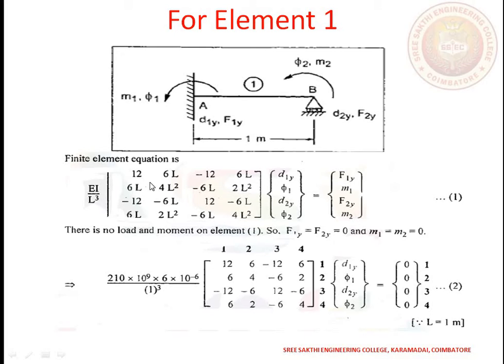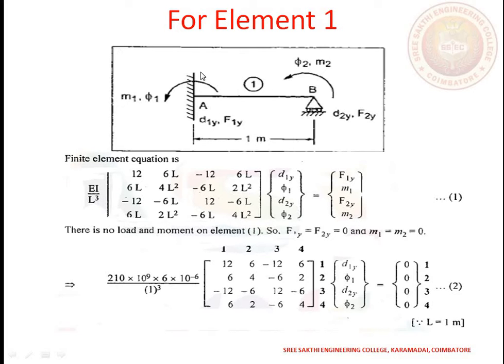You know the FEA equation, the finite element equation, which we already discussed in the previous slide. So EI divided by L power cube times the matrix 12, 6L, minus 12, 6L, multiplying d1y, phi 1, d2y, phi 2, equals f1y, m1, f2y, m2. Here you can substitute the known E value, then the I value, 6 into 10 power minus 6, which is the conversion to meter power 4, then L cube. L is 1 meter, so directly substitute here. Then d1y, phi 1, d2y, phi 2, and here f1, m1, f2, m2. So you can apply the values.